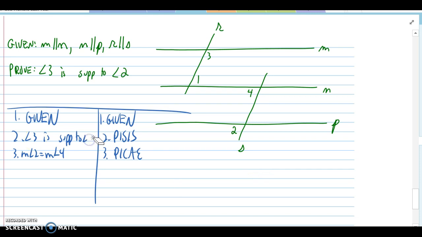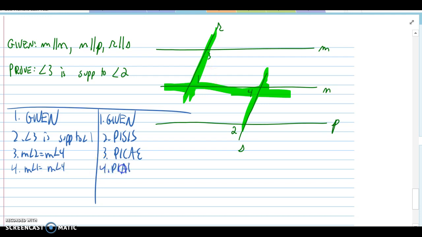Some mistake here, we should have said angle 3 is supplementary to angle 1 early on. Those are their same side interior angles. Number 4, since R is parallel to S, this is a tricky one, R transversal S, we can now say that measure of angle 1 is equal to the measure of angle 4 because of parallel implying alternate interior angles are equal.